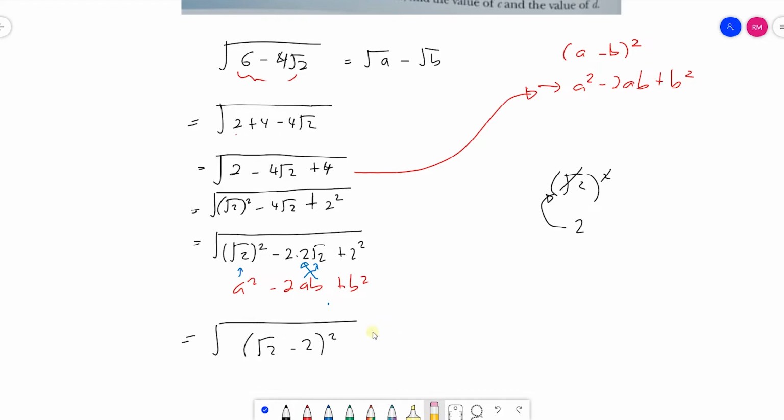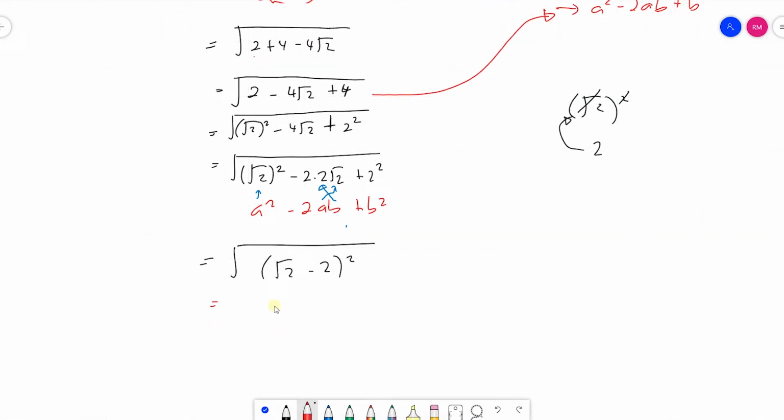Okay, the thing is, we can straight away cancel off the square root and square, but we need to know that if we cancel them off, the answer will not be accurate, because surd 2 minus 2, if we try to use our calculator and find, surd 2 minus 2 will be getting negative 0.585, and then square it, correct?